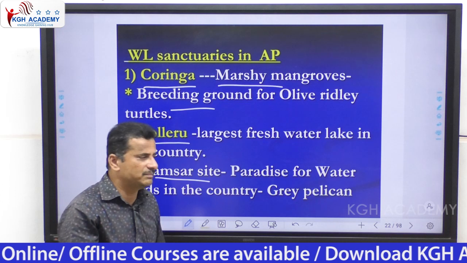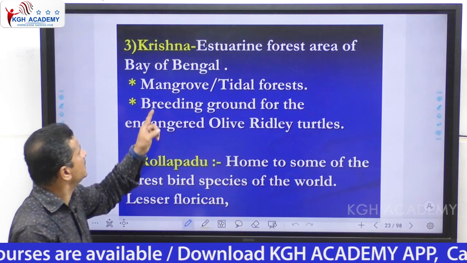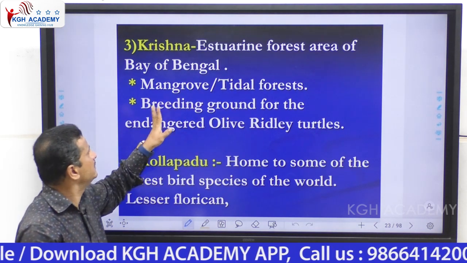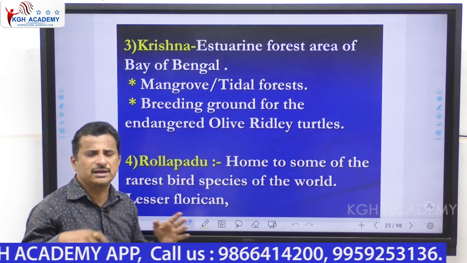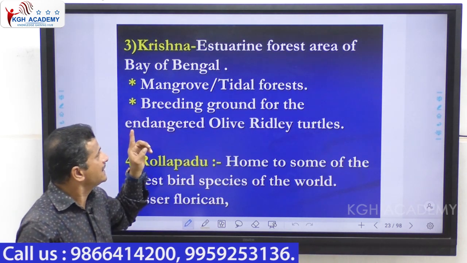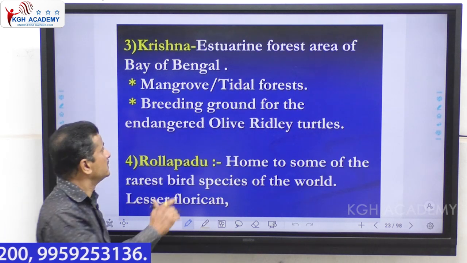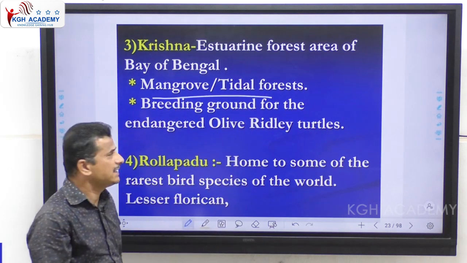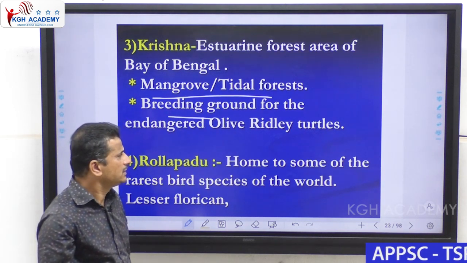These are very important. And next after this, Krishna Wildlife Sanctuary. This is an estuarine forest area of the Bay of Bengal. You know, an estuary is where river and ocean meet; that area is called the estuary. So here Krishna Wildlife Sanctuary is an estuarine forest area of the Bay of Bengal. This contains mangrove and tidal forest, and next, a breeding ground for the endangered olive ridley turtles.